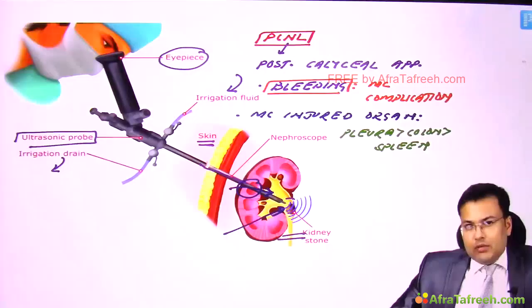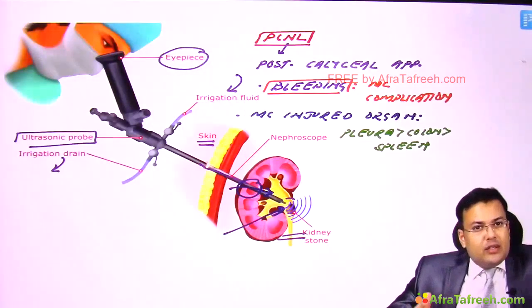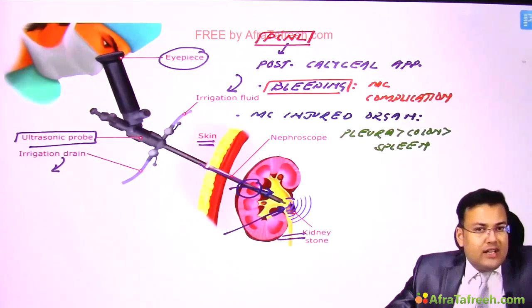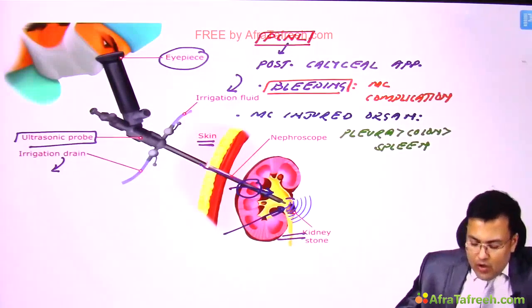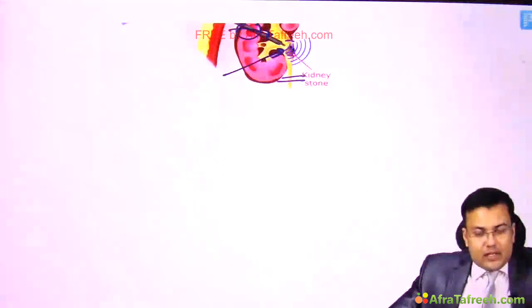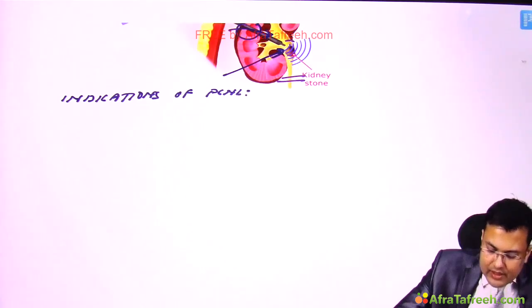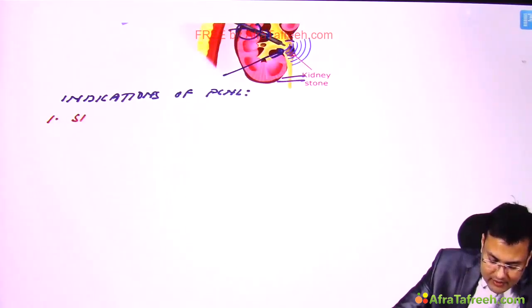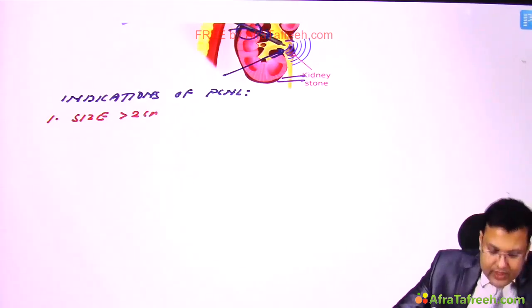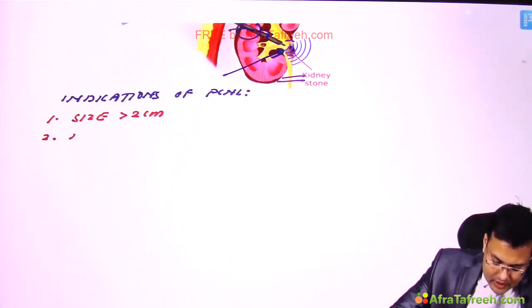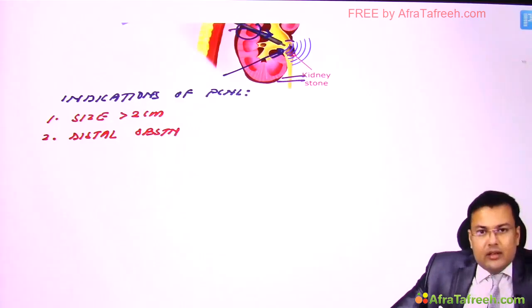Simple. Now coming to the indications. Whatever the conditions in which ESWL was contraindicated or cannot be done, in all those cases we can use what? PCNL. So what was the size of stone which was removed by ESWL? 2 centimeter. So what are the indications of PCNL? Okay, so first, size. Common sense question, how much? More than 2 centimeter. Second, distal obstruction. Third, UTI.